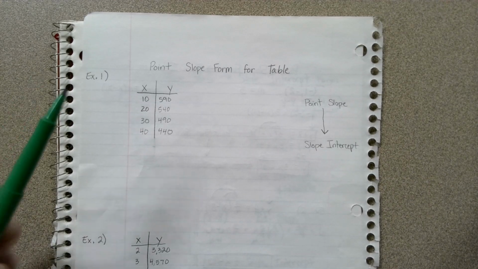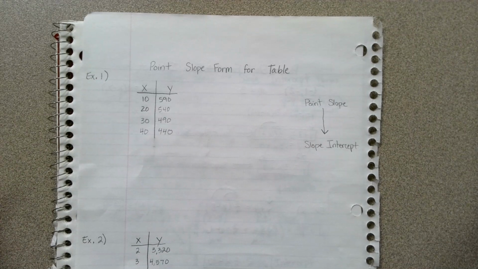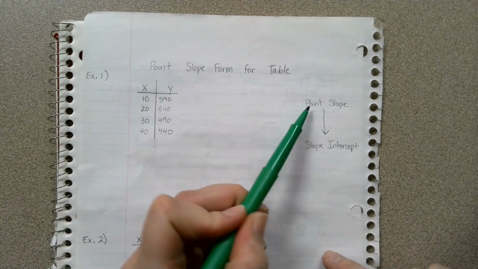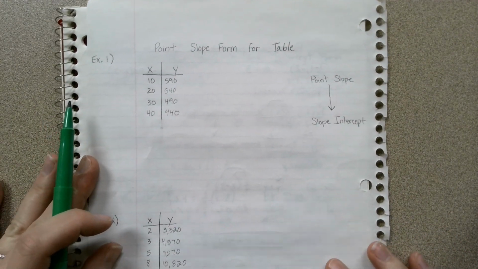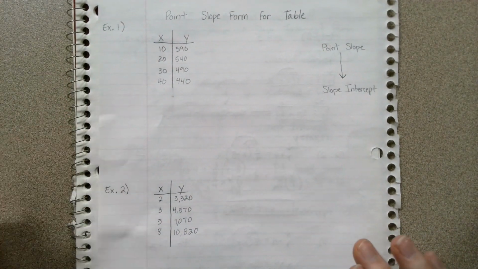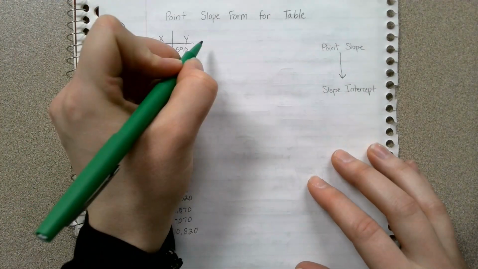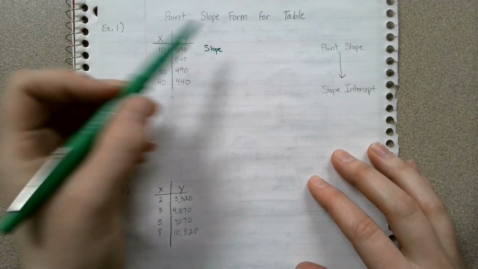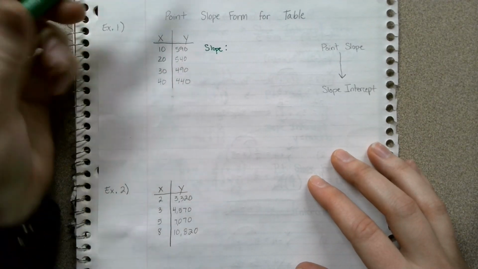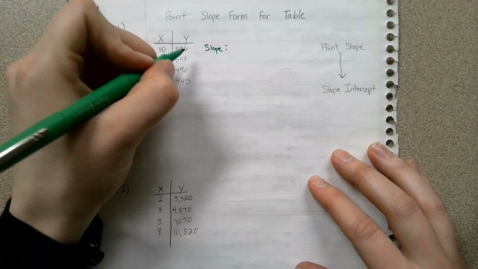This time, we're going to write an equation in point-slope form from a table. And then once we have it in point-slope form, we're going to write it into slope-intercept form. To do that, the first thing we need to do is find a slope. So to find the slope, we need to look at the rise over the run, or the change in the y over the change in the x.